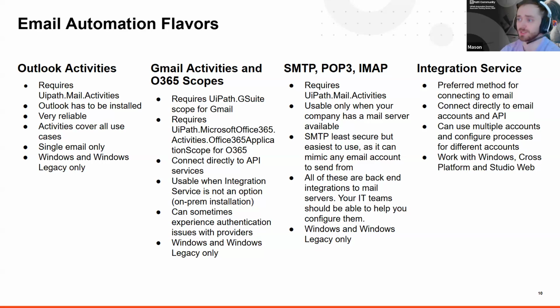And then the last one, which is kind of the UiPath preferred method these days, is integration service. So it's your preferred method for connecting to email. It directly accesses email accounts through the APIs, and it uses your account sign-on for that authentication. You can use multiple accounts and configure processes for different accounts, and we'll go through what that looks like. And this works with Windows, cross-platform, and Studio Web, so it's available across the platform.